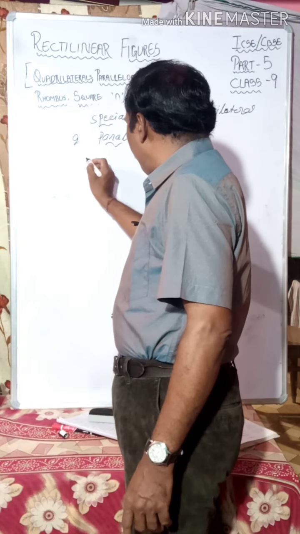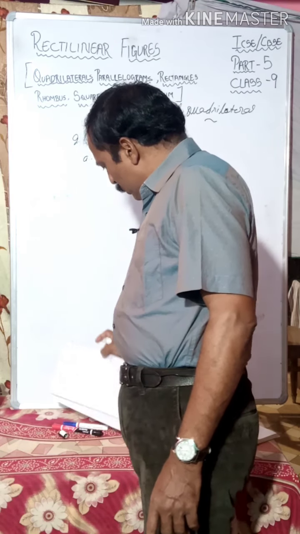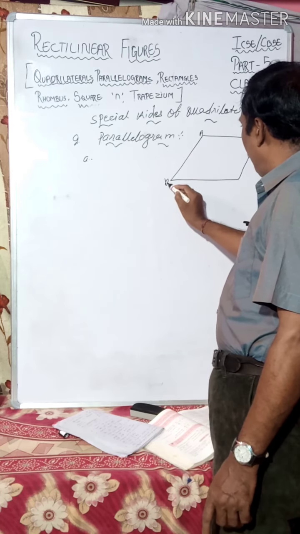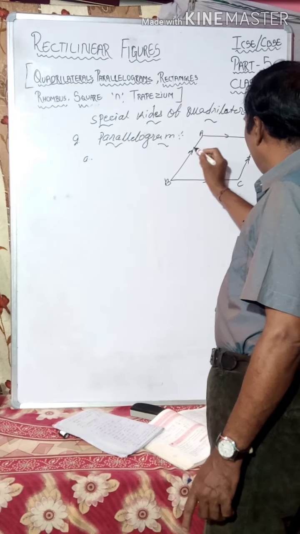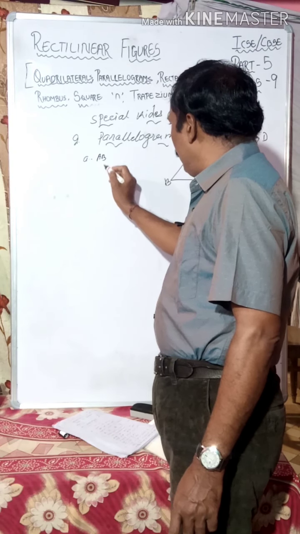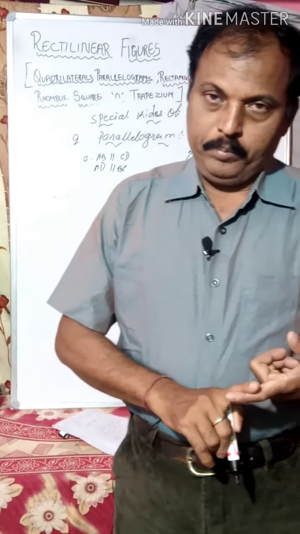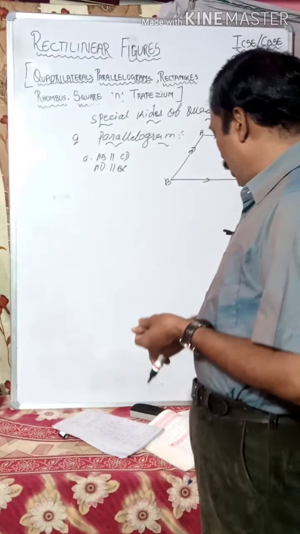First, A: what is a parallelogram? As with a trapezium, a parallelogram is a quadrilateral in which two pairs of opposite sides are parallel. If this is a parallelogram ABCD, then two pairs of opposite sides are parallel, meaning AB is parallel to CD and AD is parallel to BC. Then that quadrilateral, that rectilinear figure, is called a parallelogram.